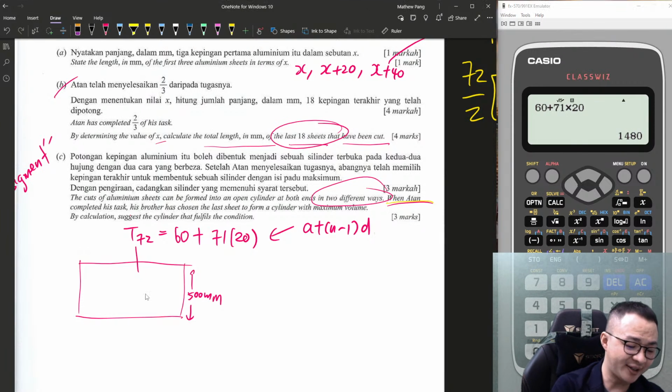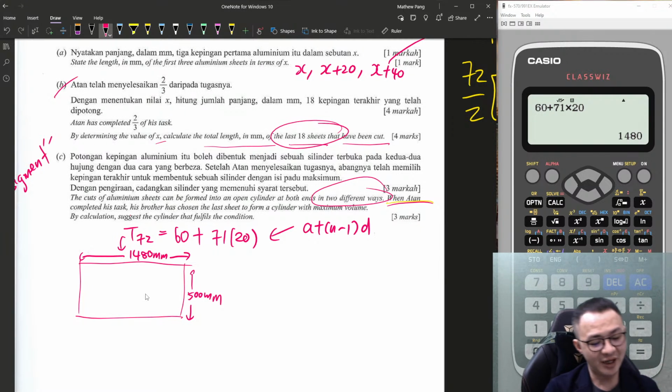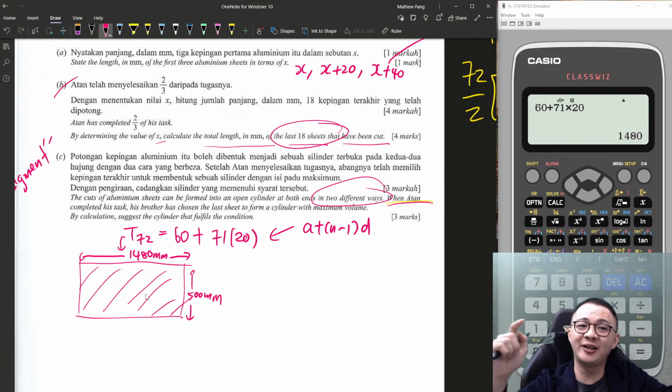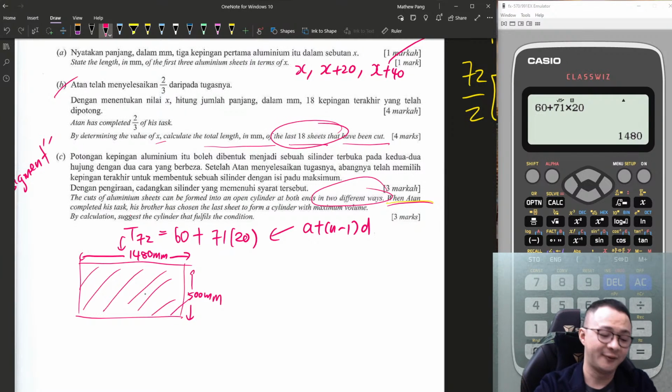So the last piece, this one is measuring this length, 1480 mm. So right now, this is the last piece that was cut out. The dimension is 1480 times 500. Okay, so right now I want to use it to form the first cylinder.